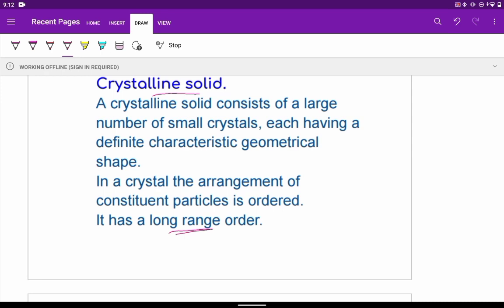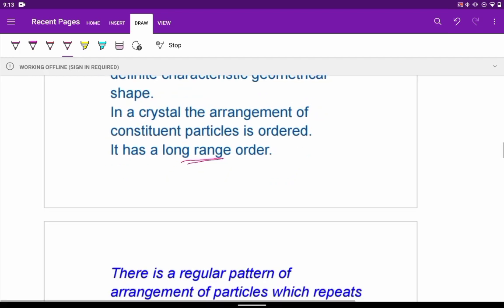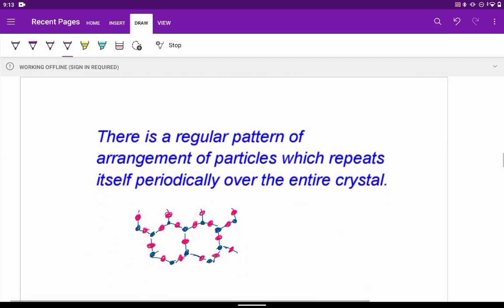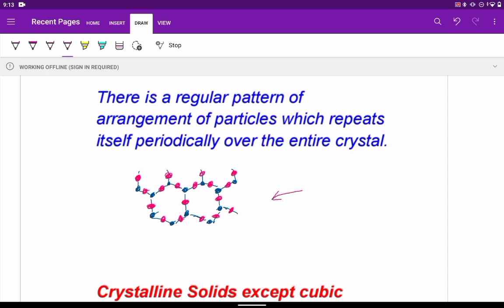So there is a definite characteristic geometrical shape to it. The arrangement of the constituent particles is totally ordered, as we will see. There is a regular pattern. You see in this diagram which I have drawn ready for you all. Here two types of particles are there, and this is a general arrangement, so I am just using the word particles. There is a regular pattern you can see. And this pattern in three-dimensional space will be repeating periodically. The same pattern we will get along the entire crystal.